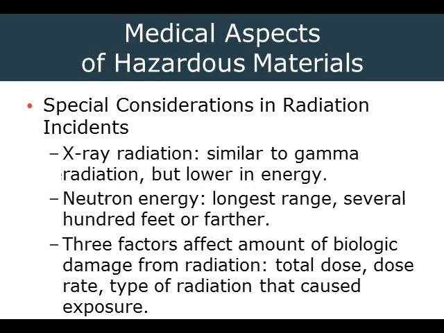Neutron energy has the longest range, several hundred feet or farther. The three major factors that affect the biologic damage are total dose, dose rate, and the type of radiation that caused the exposure. So there are several different factors that come into play here. People that work around radiation have to be monitored. They usually wear a little badge, and their badge has to be frequently assessed to see just how much radiation they've been exposed to over a certain amount of time.